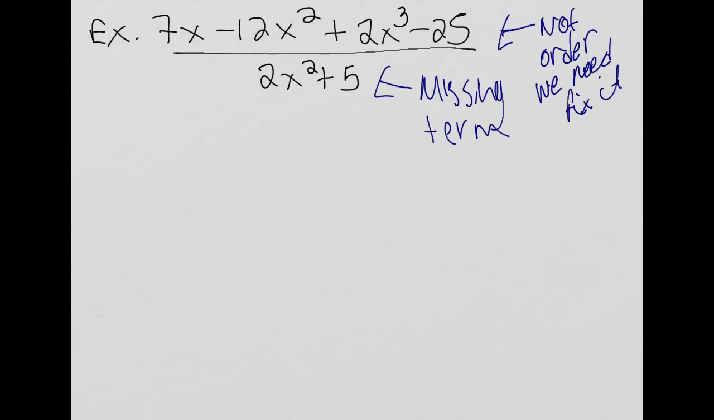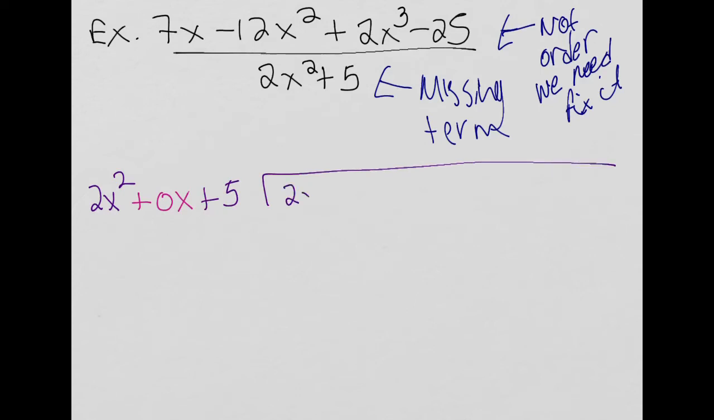So I'm going to write the missing term. So I have 2x squared plus 0x plus 5. And then this is going to be dividing by 2x cubed minus 12x squared plus 7x minus 25. I hope that is correct. And then we do the whole process again.